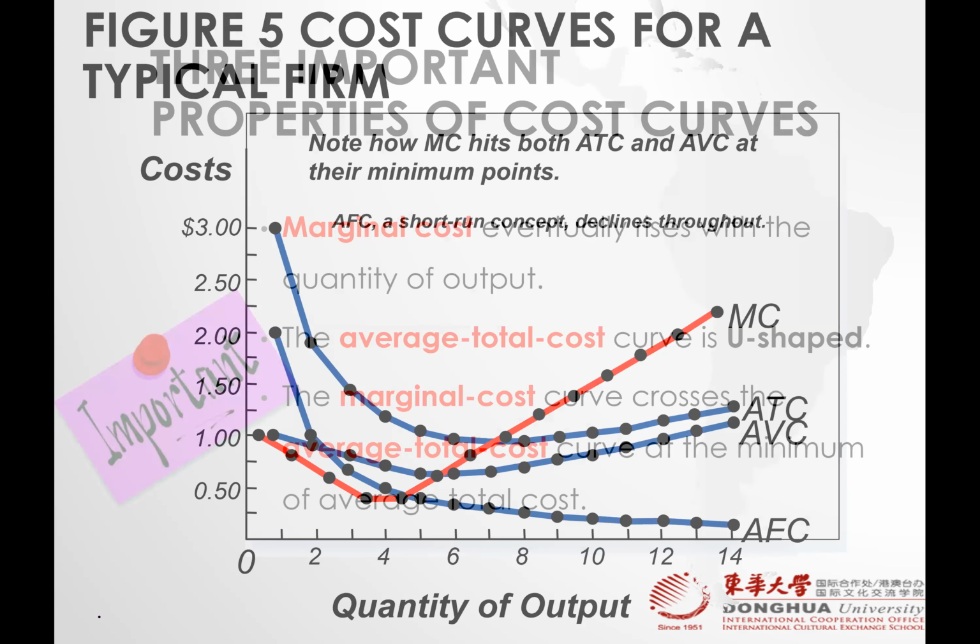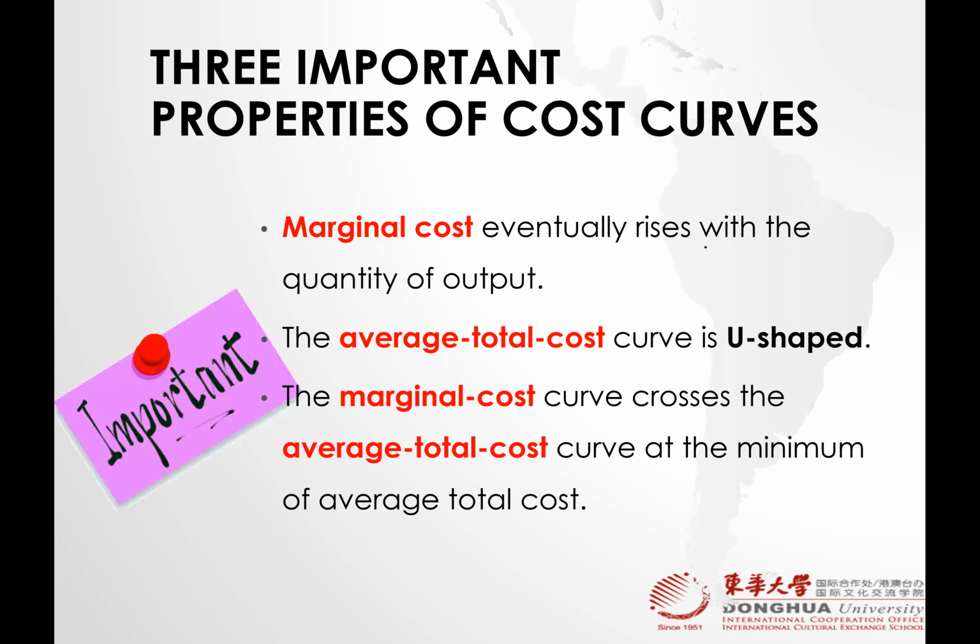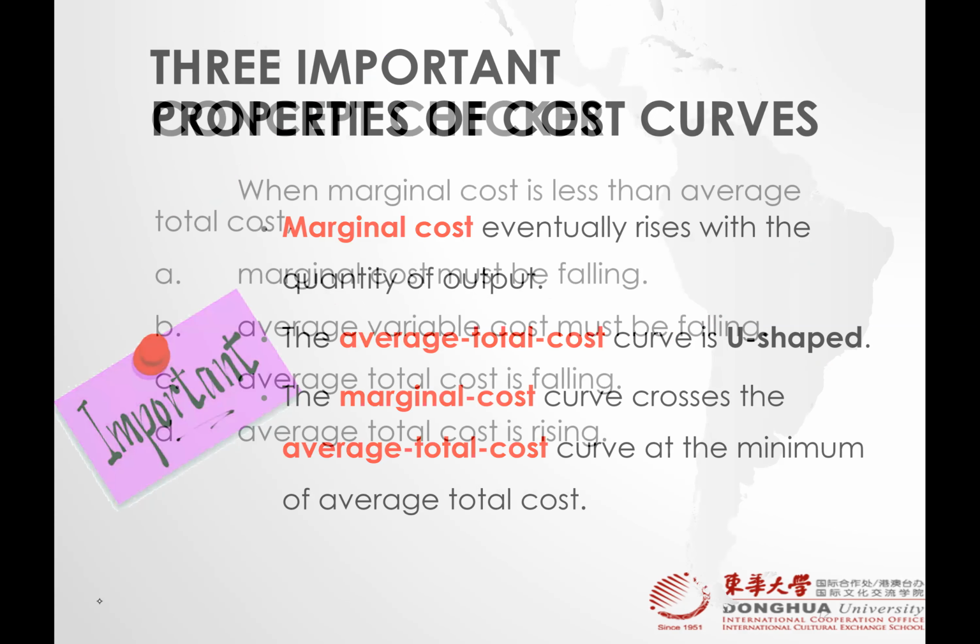That is, marginal cost eventually rises with the quantity of output. We know that. It's upward sloping. It means the more you produce, the more marginal cost you have. Average total cost is U-shaped, right? And marginal cost cuts the average total cost at its minimum. We call that efficient scale. So we discussed the behavior of this cost.